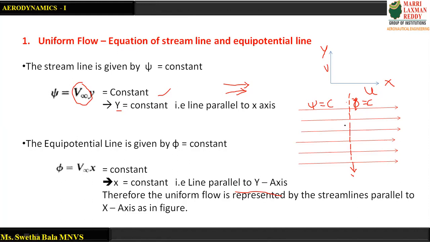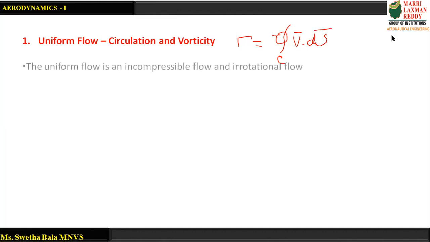Fine. Now coming to the next step, calculating the circulation and vorticity. We all know that circulation is represented by gamma, and it is given by the equation negative line integral over a closed curve for v bar dot ds bar, where ds bar is the length of the curve, right? So how to calculate? It is an incompressible flow and irrotational flow from the definition.